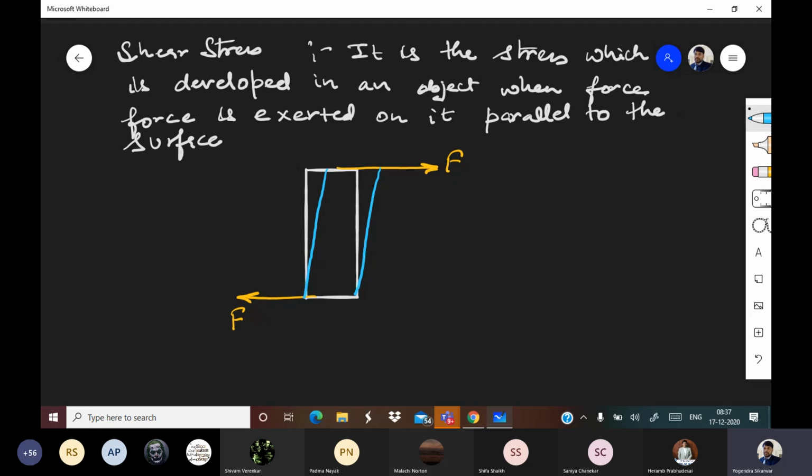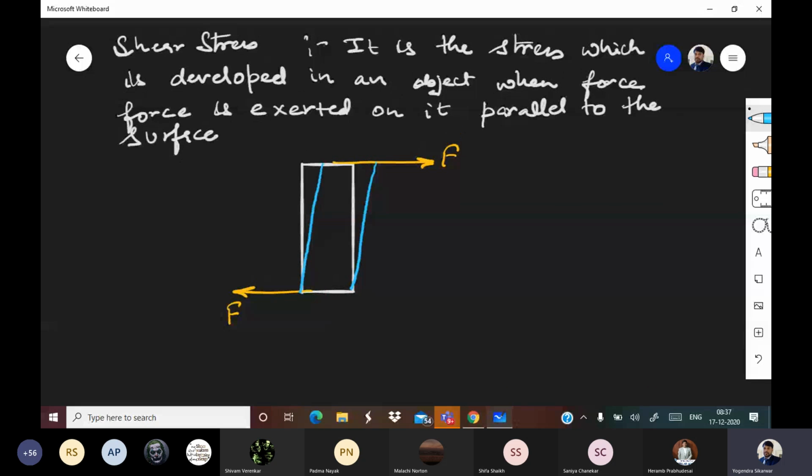So I am writing the definition now. Shear stress is equal to F parallel upon area. Area is the area on which the force is acting, not the entire area.